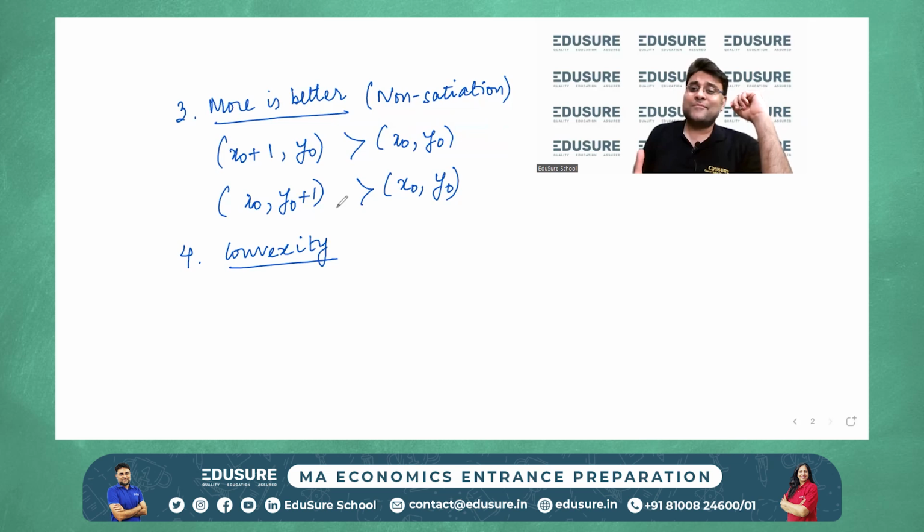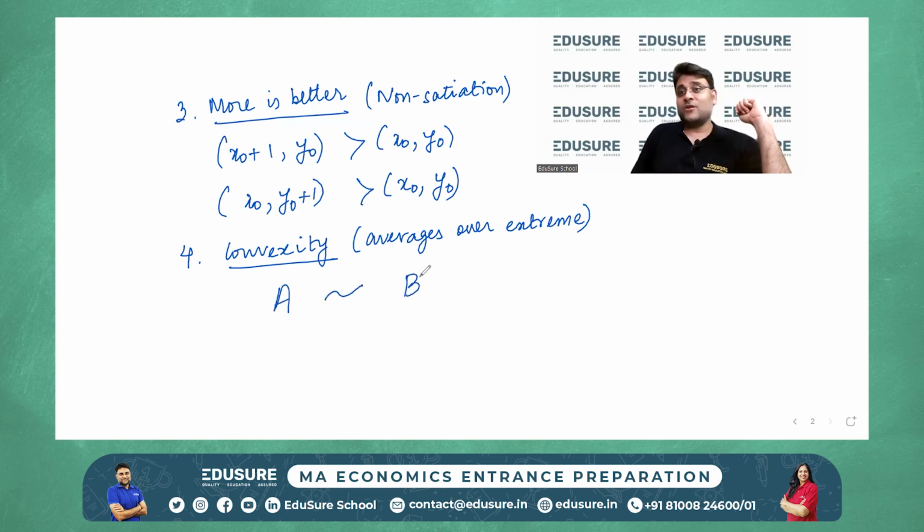This is a very interesting property which again an economist laid out. The economist said that in the real world, I observe people like moderateness. I observe that people like averages over extreme values. Given two bundles A and B, which are indifferent to each other, some average of the bundles A and B will be preferred over the bundles A and B.